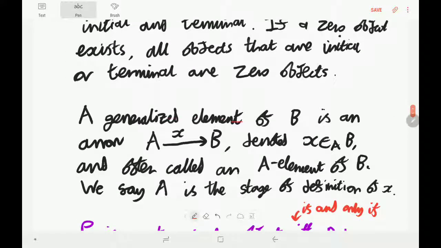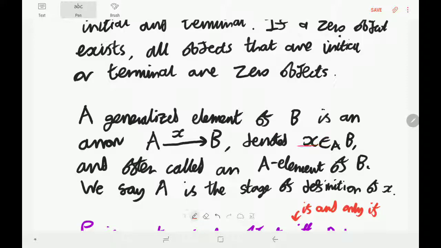A generalized element of B is an arrow into B. It's that simple. So an arrow X from A to B is sometimes called a generalized element of B. So this is nothing more than new notation, but it's very useful because it allows us to connect with some of our set theory intuition.